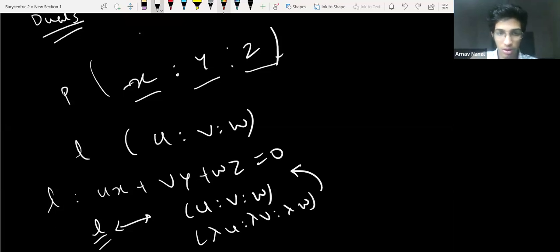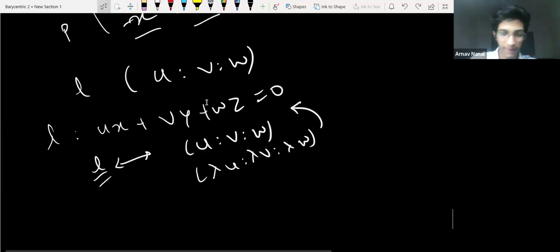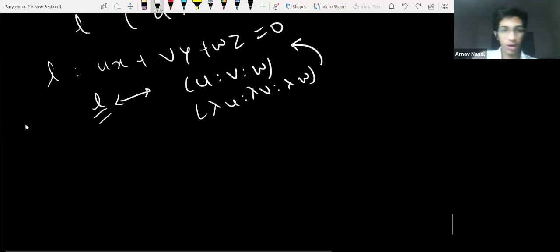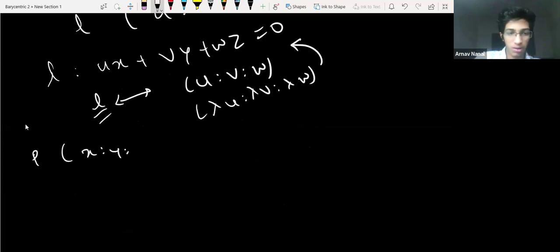Is that okay? Okay, so even this is scalable. So now what interesting thing to do is, we can identify each point by a set of triple and each line by a set of triple.